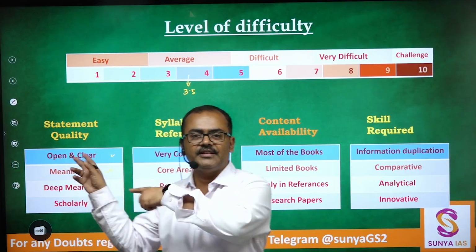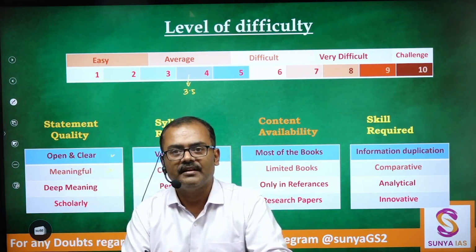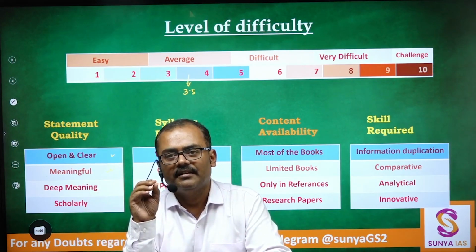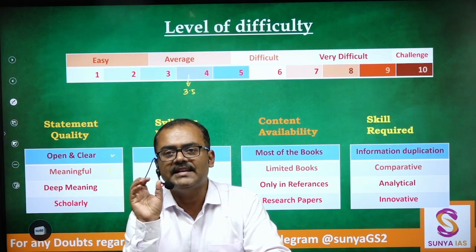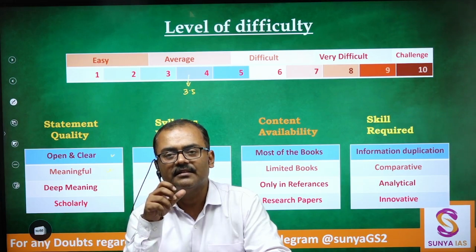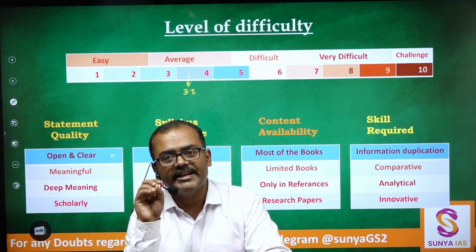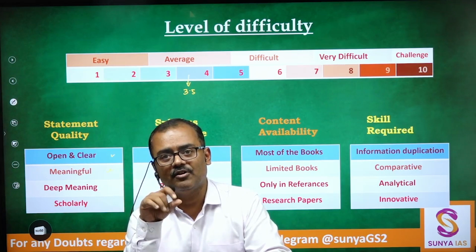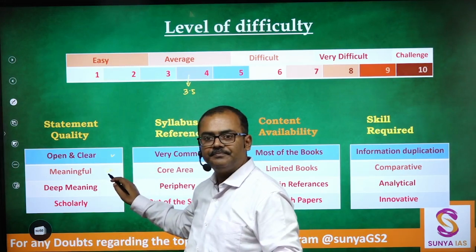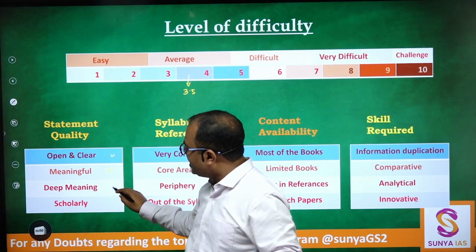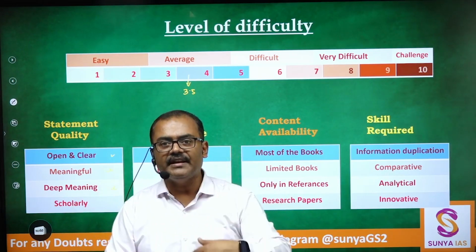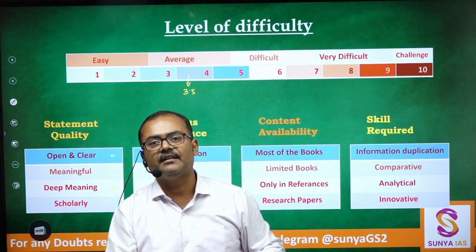Meaningful means this question is a meaningful question. In the context of thinking, there is a thinking about what? The statement says, in the globalized era, the scope of public administration has decreased. Explain how the scope and horizon of public administration has expanded. Some questions have deep meaning, so you cannot easily retrieve or uncover the meaning.